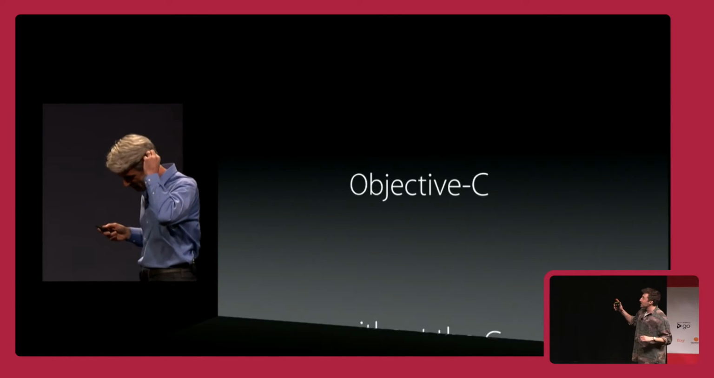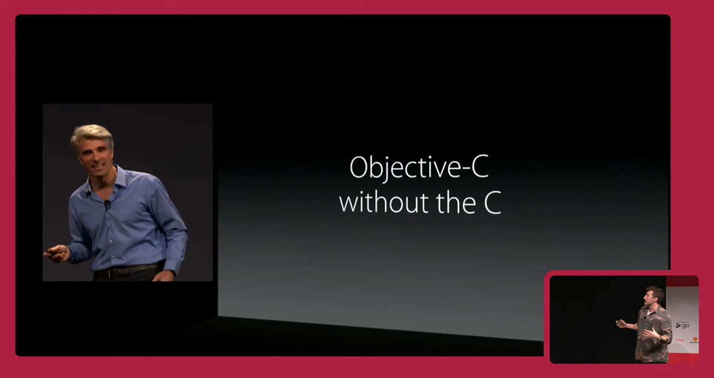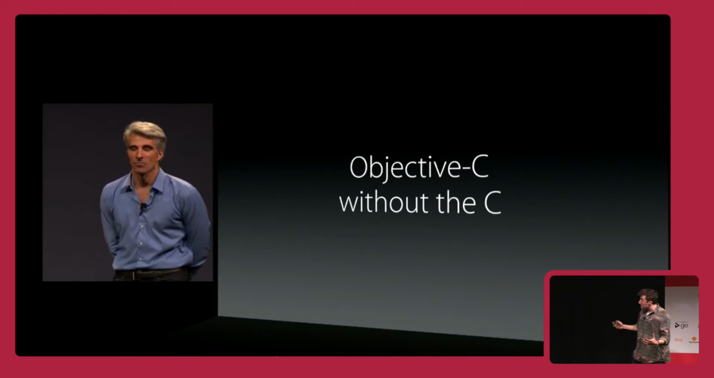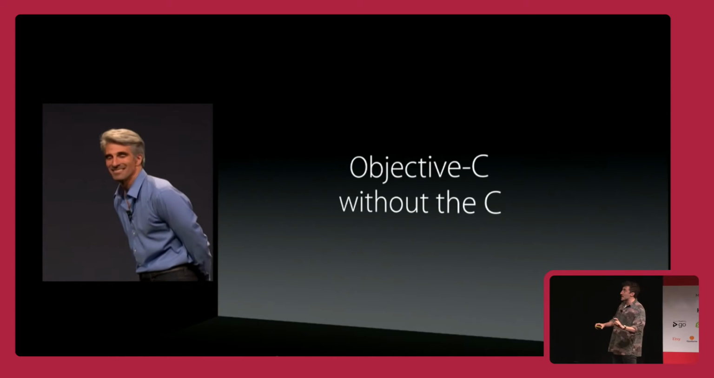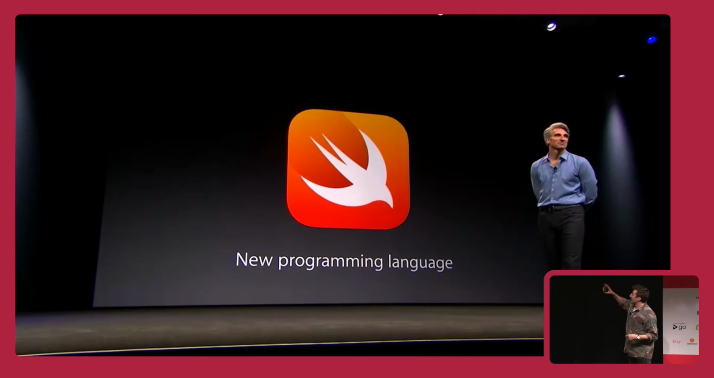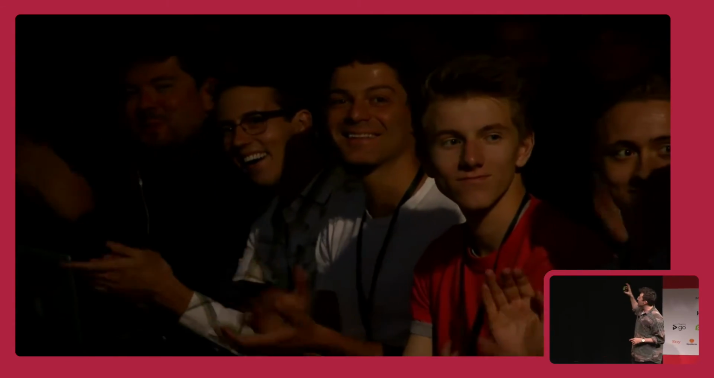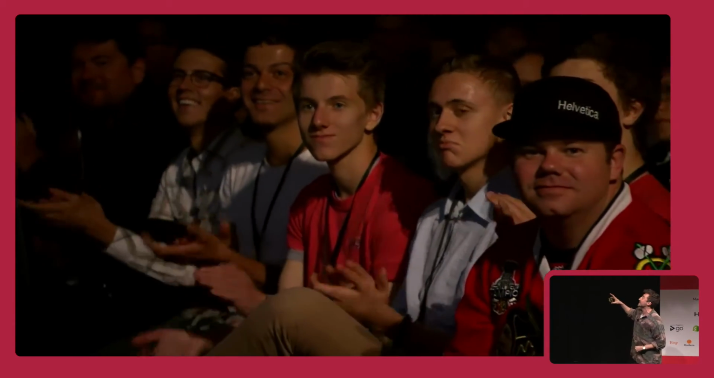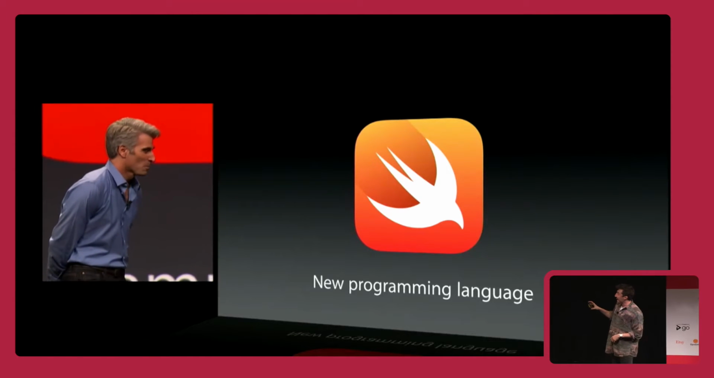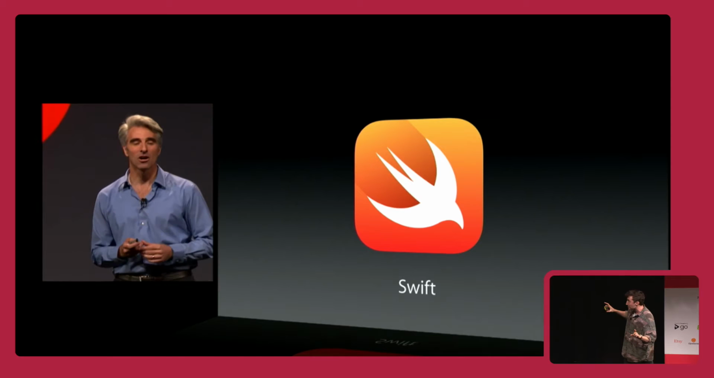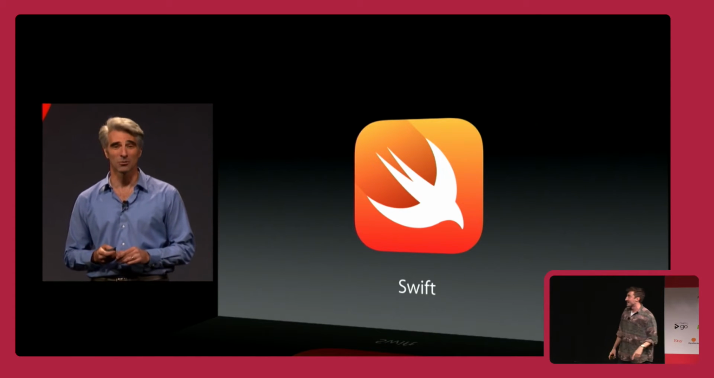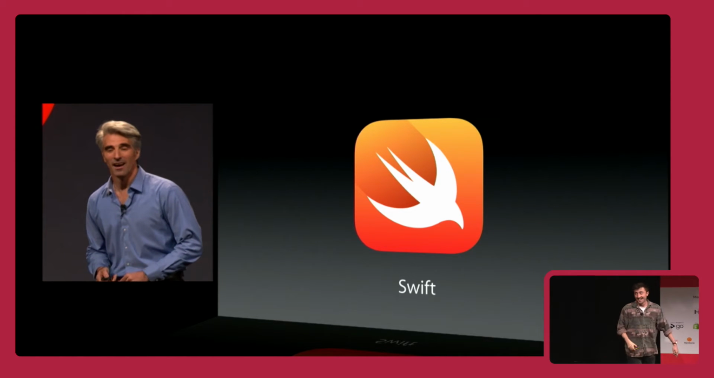So here, Craig is saying, what would it be like if we had Objective-C without the C? And then there's a bunch of excited mobile developers, there's some murmuring. And then he says, we did more than that. We have a new programming language. And then, whoa, there's a bunch of super excited Apple nerds. And then he says, it's called Swift. Oh, it's called Swift, and it totally rules. Yeah, there we are. That's actually how they introduced it.